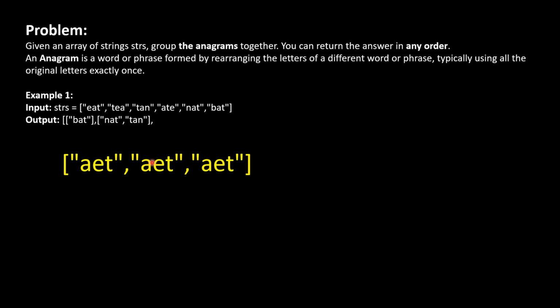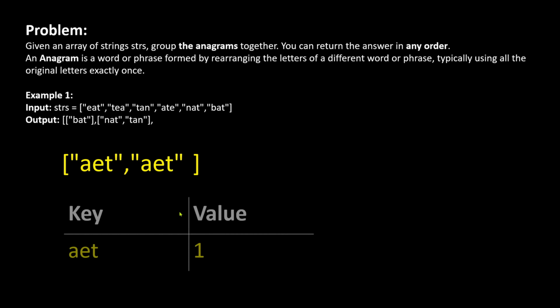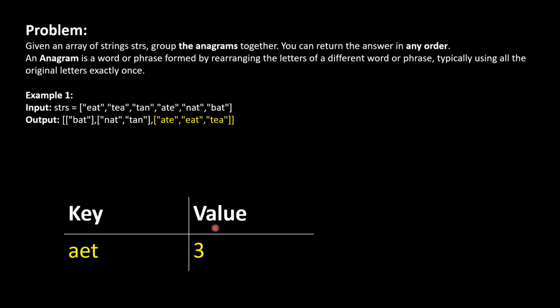So what we can do is create a hash map or a dictionary where we have AET as the key and the value being 1. So we have one AET now. We're going to take this other AET, store it in our dictionary, and increment our value, and we put our final AET. So we know that at the end, we have 3 AETs. And so we know that these are anagrams of each other, okay?